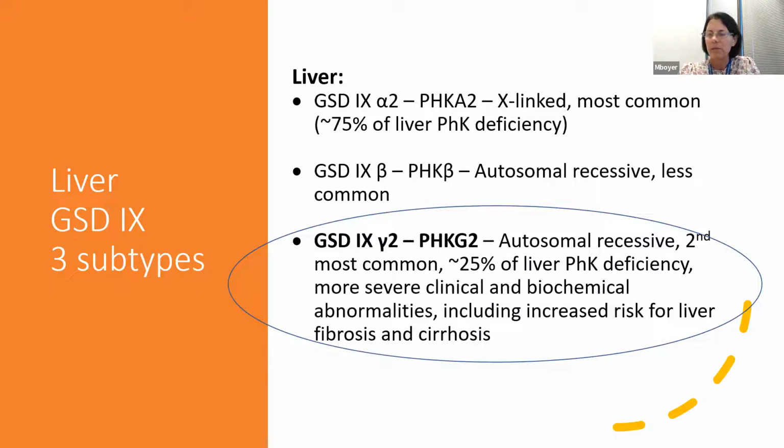The gamma subunit is encoded by the PHKG2 gene. Inheritance is autosomal recessive, and this subtype is the focus of today's talk. The clinical spectrum of GSD IX gamma 2 is usually more severe and includes an increased risk for liver fibrosis and cirrhosis.